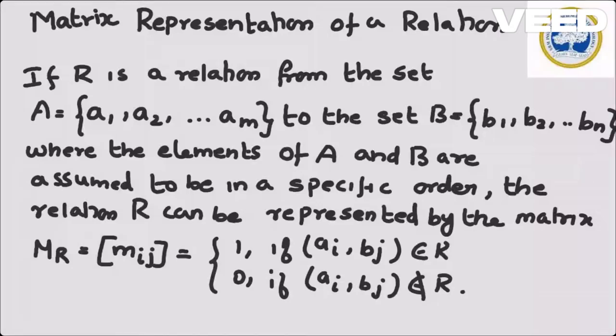Next, we are going to see how to represent a relation in a matrix form. If capital R is a relation from the set A equal to A1, A2 up to Am to the set B equal to B1, B2 up to Bn, where the elements of A and B are assumed to be in a specific order, we represent the relation R in a matrix form as Mij equal to 1 if (ai, bj) belongs to R, and 0 if (ai, bj) does not belong to R.